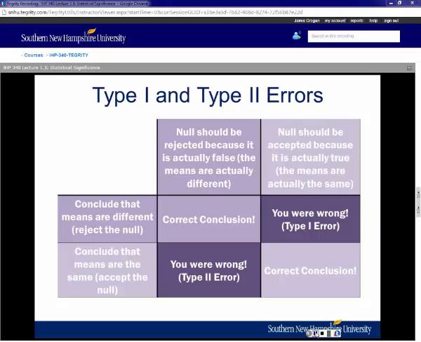If we conclude that the treatment had an effect, we could be wrong. If we conclude the treatment had an effect, we risk making a type 1 error. On the other hand, if we conclude that the treatment did not have an effect, we risk making a type 2 error. We could be wrong about that too.